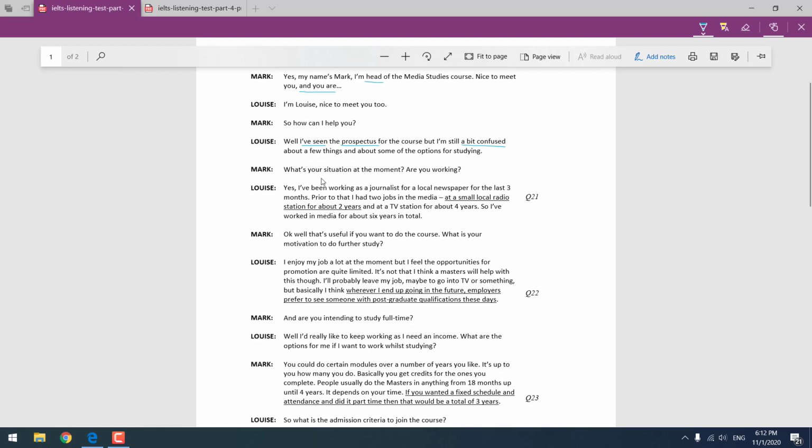I have been working. This is present perfect continuous here. It shows that the action started at a specific time in the past, actually kept going up to now, and it may continue into the future.